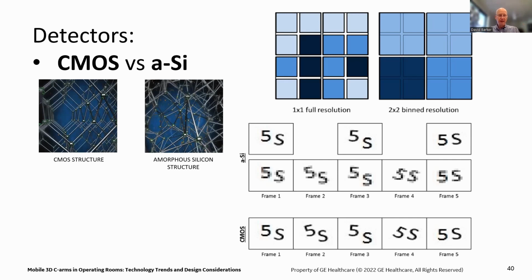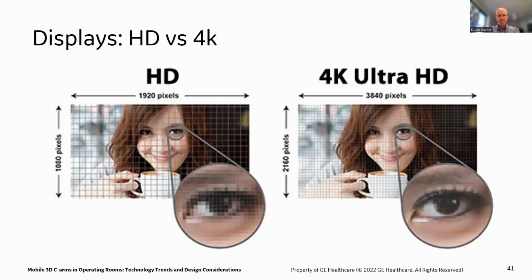So again, the best design would be using CMOS. It has less noise. We could have a whole presentation on the difference between the two, but just keep that in your head. You'd like CMOS over amorphous silicon.